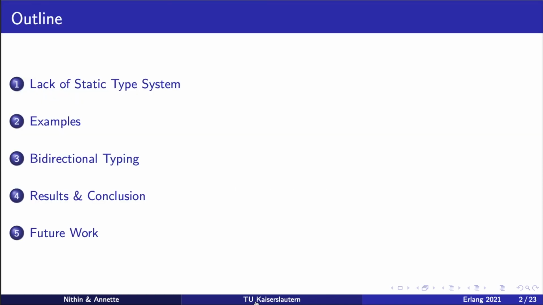Outline of the presentation. First, we discuss the lack of a static type system in Erlang and previous attempts to retrofit a static type system. Then we'll compare and discuss some examples. Then an introduction to bidirectional typing. Then result and conclusion, followed by the future work.